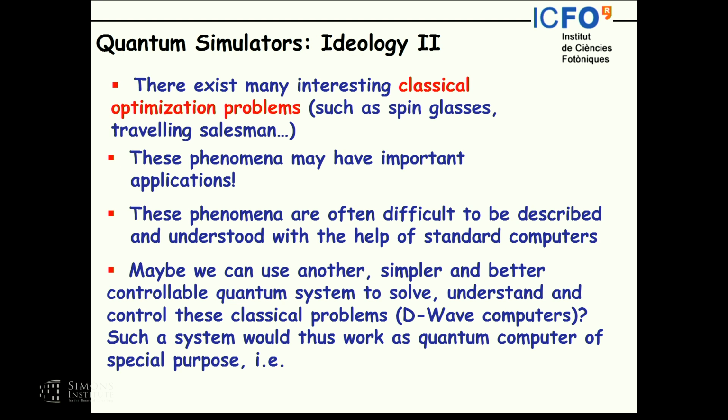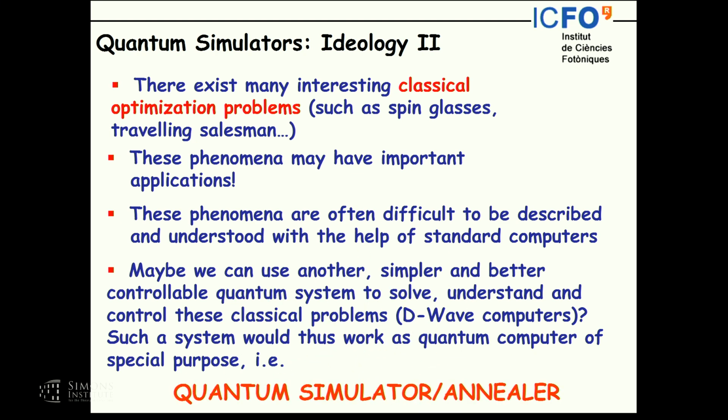This is really the ideology on which these quantum computers are based. And such a system we would thus also call a quantum simulator. That would be a quantum computer of special purpose. But nowadays they are often called quantum annealers because they use quantum annealing as a method of solving these problems. Or maybe even more exactly, they use something like adiabatic computing, going from one easy state to the solution of the problem adiabatically.